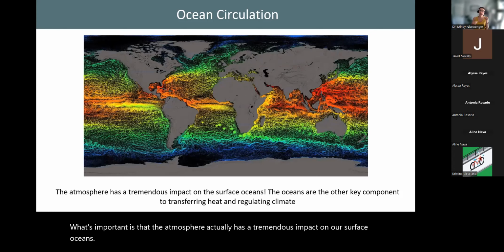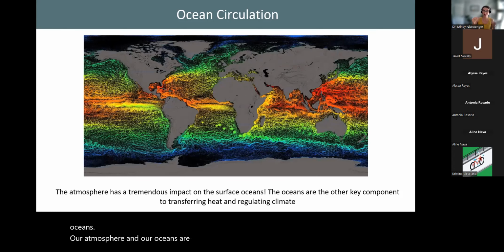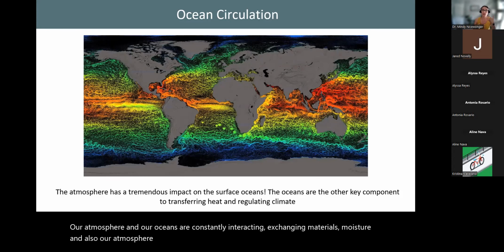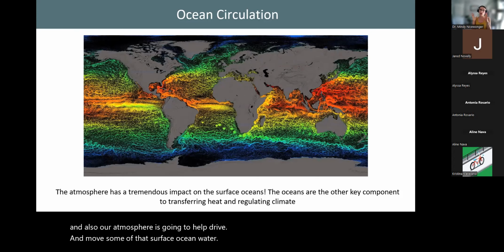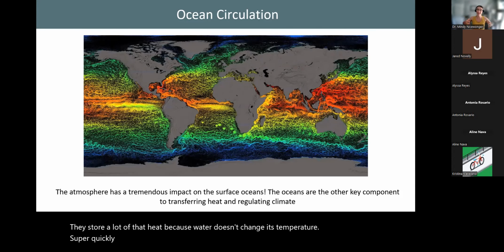Our atmosphere and our oceans are constantly interacting, exchanging materials and moisture, and our atmosphere helps drive and move some of that surface ocean water. Our oceans are really important for transferring and storing heat. We saw that in our warm-up. They store a lot of that heat because water doesn't change its temperature super quickly, right? That high specific heat means it can store a lot of heat without changing its temperature that much.